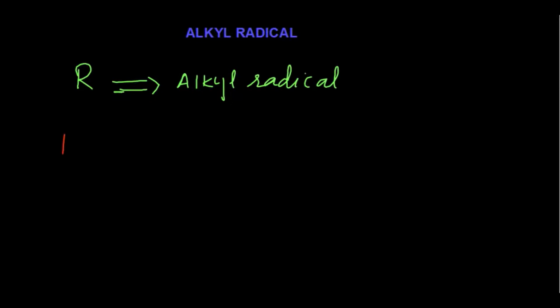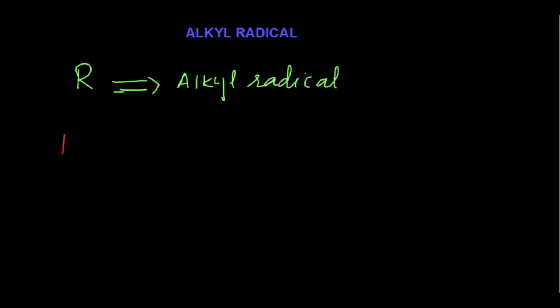The group that is formed by the removal of one hydrogen atom from any alkane is known as an alkyl group or alkyl radical. Usually the capital symbol R is used to represent an alkyl radical or alkyl group.